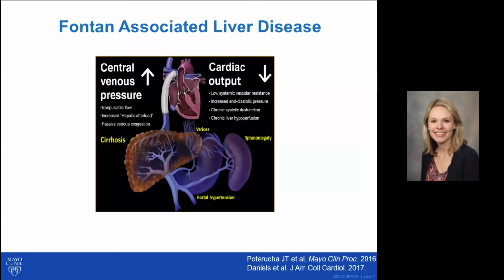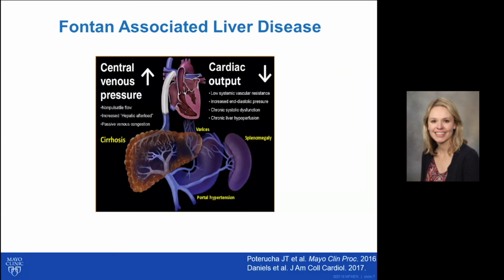Fontan-associated liver disease is a form of congestive hepatopathy which occurs in those patients with single ventricle congenital heart defects who have undergone a Fontan procedure. The Fontan operation induces a state of systemic venous hypertension. As a result, the liver in the Fontan physiology is exposed to higher hepatic afterload and passive venous congestion.